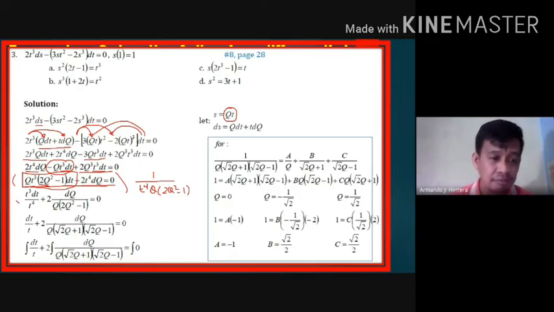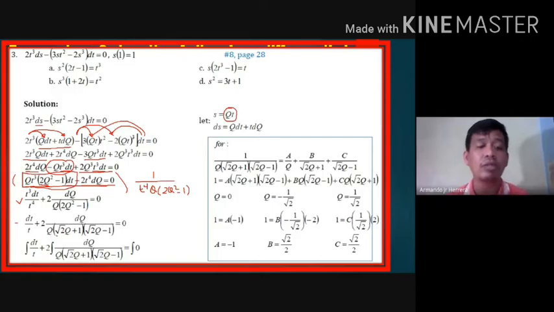Ito na siya. Plus dq over q times the quantity 2q squared minus 1 because t to the fourth cancels out with t to the fourth. Simplifying this, t cube and t to the fourth, matatanggal yung t cube, may matitirang t sa ilalim, so that gives you dt over t. And then 2 is a constant, so you have to put that outside.